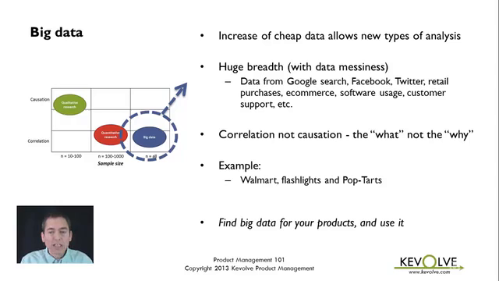So they discovered that flashlights and Pop-Tarts, both from the mining of their big data, are two examples of high sales items that happen in inclement weather conditions. So if you've got big data on your products, and you probably do, use it, mine that data, and understand your customer needs through that.